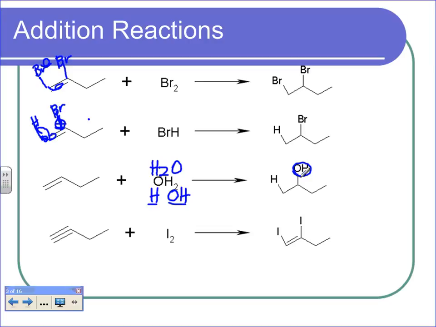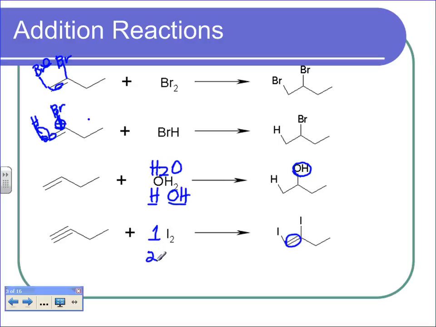In this third example, we're adding iodine to an alkyne, which has a triple bond. And you'll notice I'm adding only 1 mole of the iodine. So when I add across this triple bond, I'm left with a double bond.